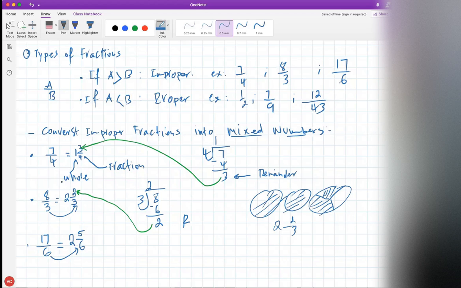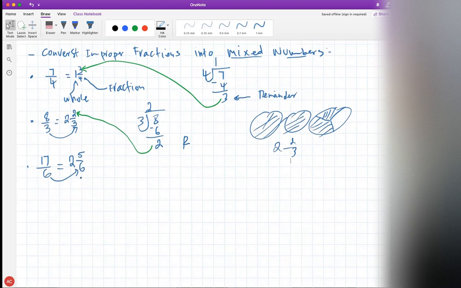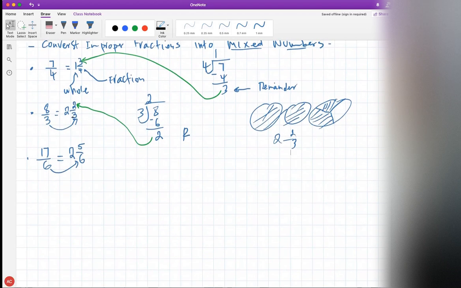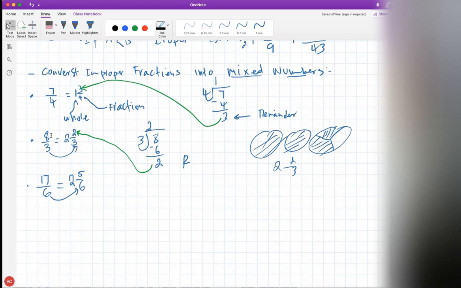So it makes more sense again. We can make sense of it. We can picture it when we have mixed numbers instead of improper fractions.